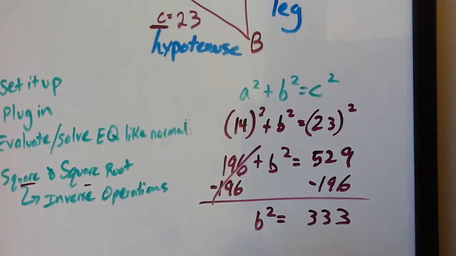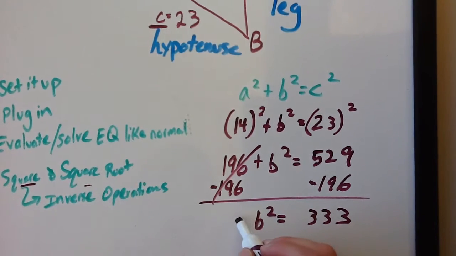So I have b squared, but I don't want b squared, I want b. I need to get b by itself. So how do I undo the square here? What is the inverse of squaring? Well, the inverse of squaring is taking the square root.